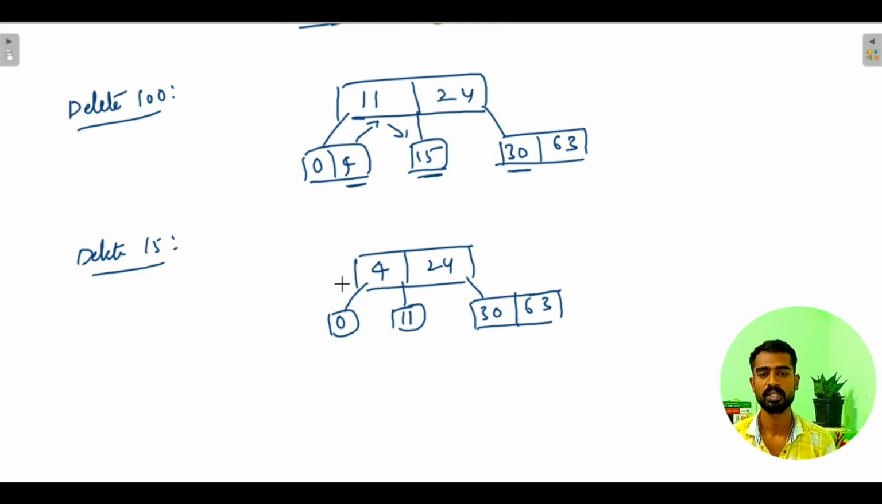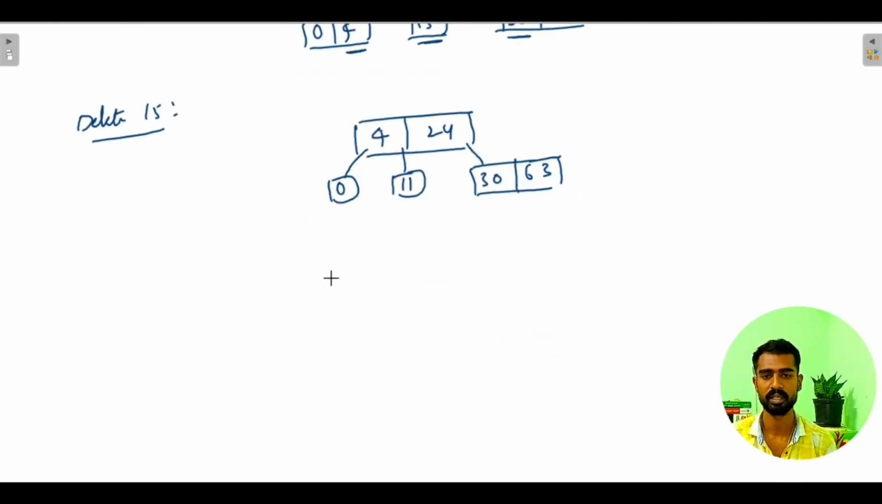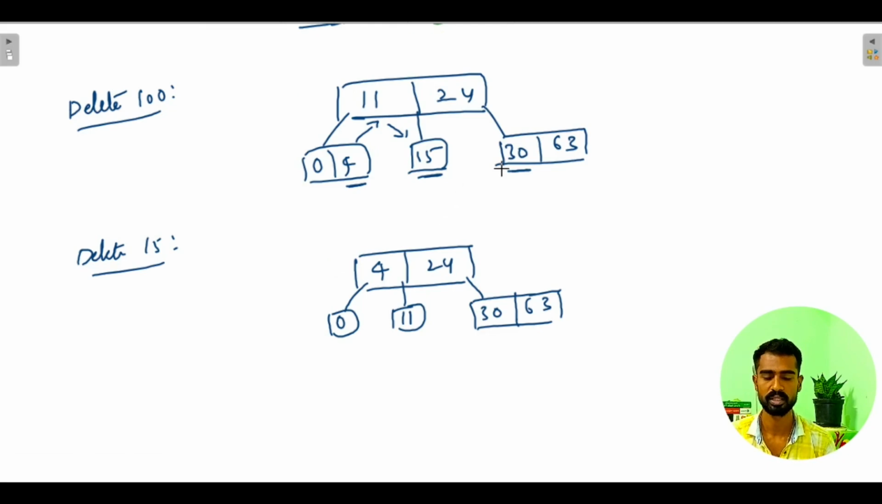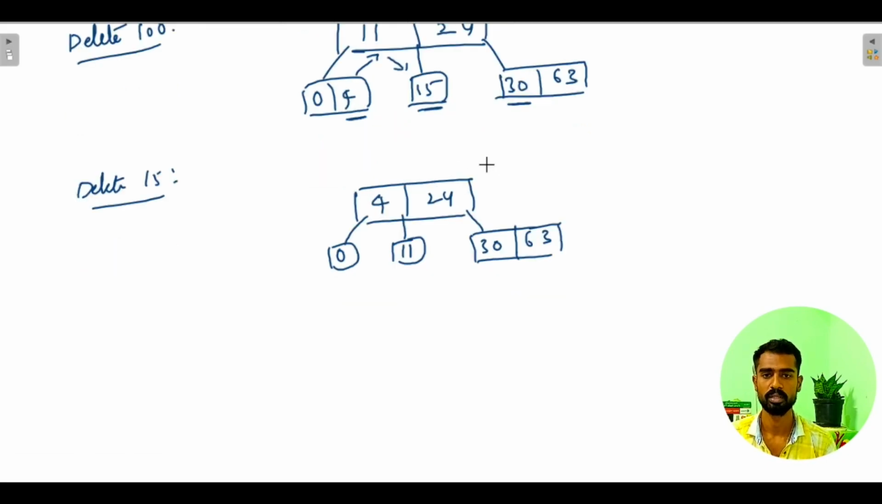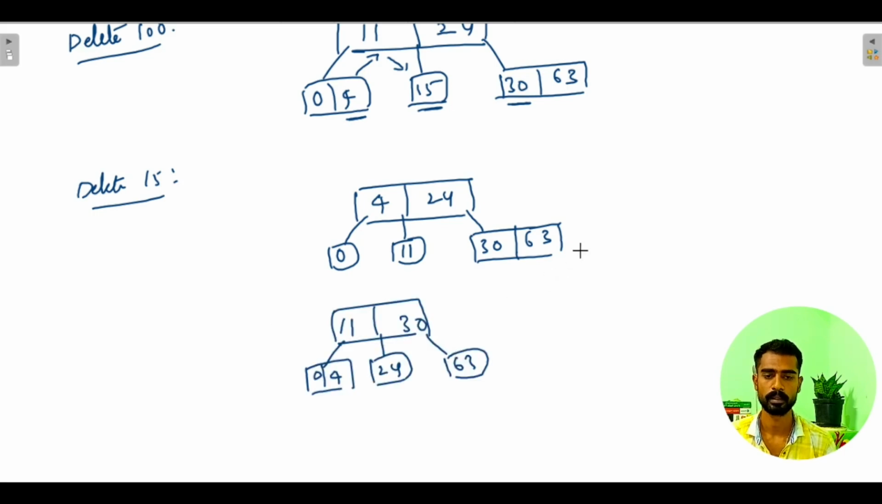So now if you see, the tree is looking like this after we borrow the in-order predecessor. It can also happen with the in-order successor. Let me show you that case also. So if it is with the in-order successor, then it is going to be 30. So let me write the updated tree for you. So this is how it is going to look. If it is the in-order predecessor, the tree would look something like this. And if it is the in-order successor, then it is going to look something like this.